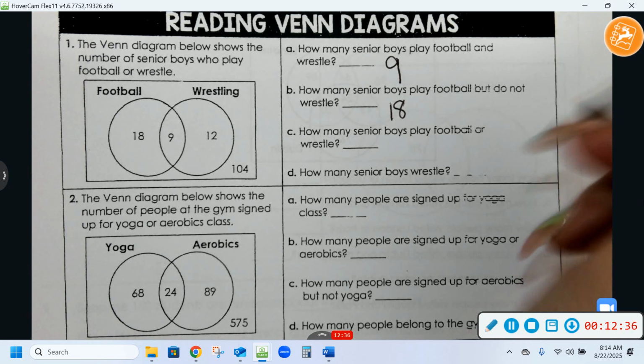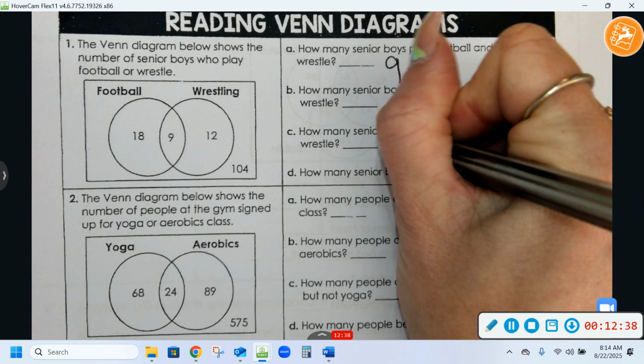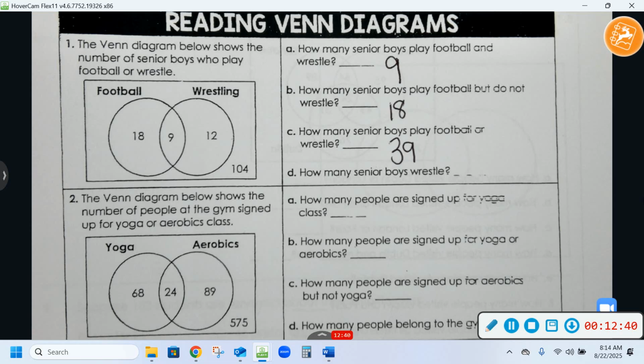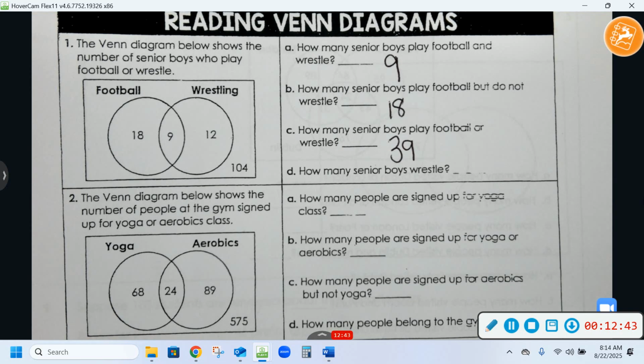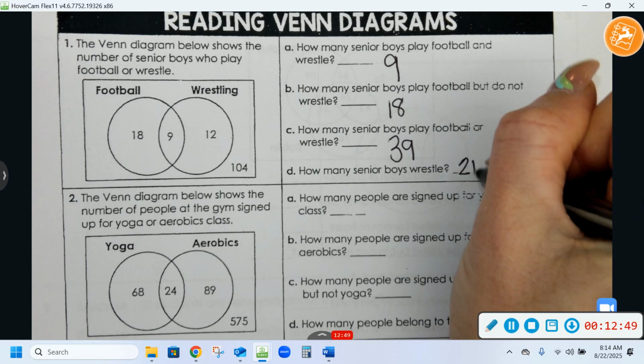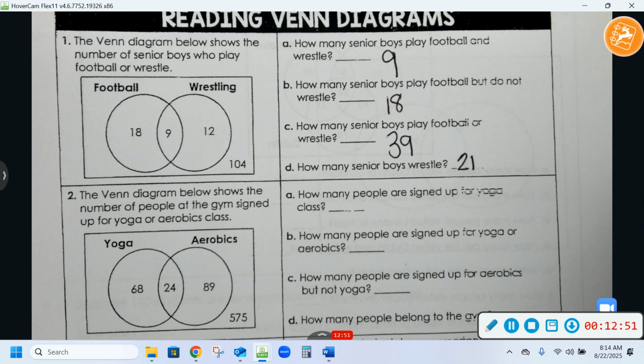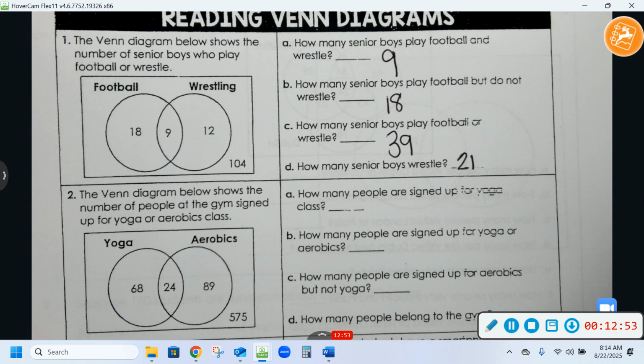What do we get? 39. Good, good, good. And then how many senior boys wrestle? Good. Quick question, answer fast. How many kids do none? 4. Good job.